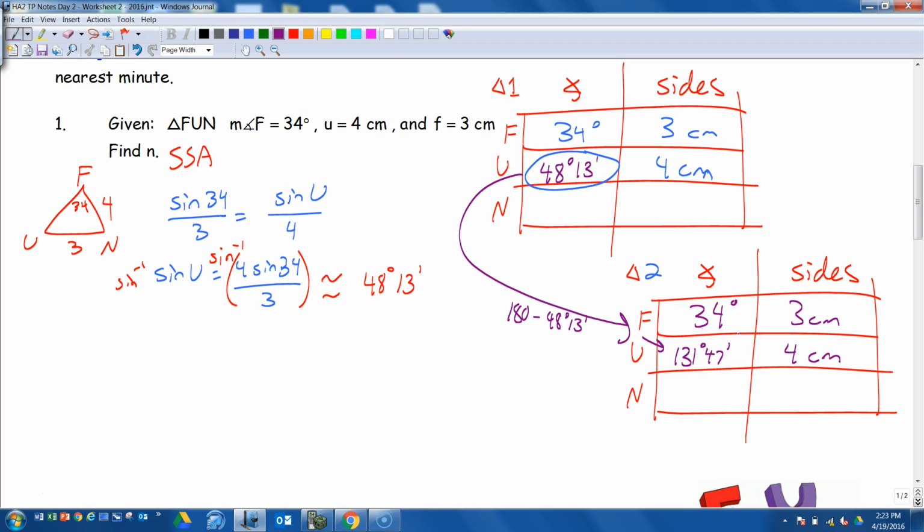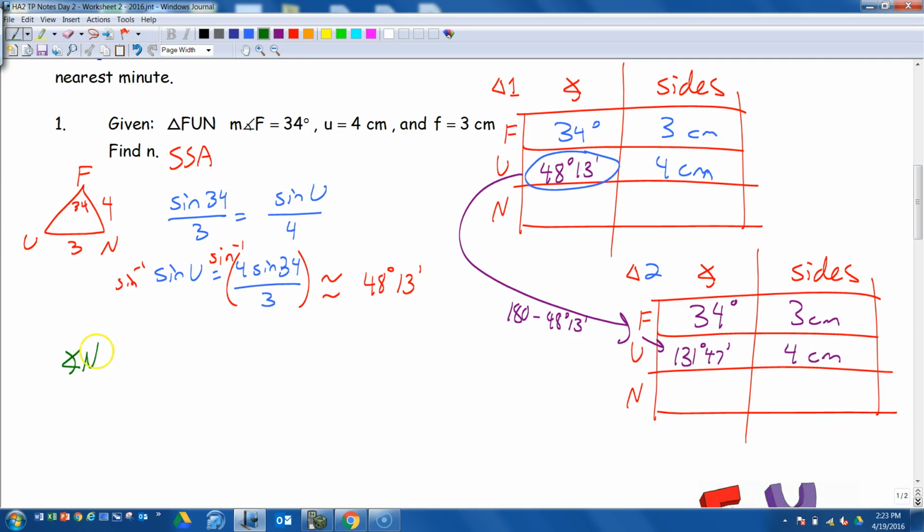Now, if this does not fit, because this and this add up to over 180, you do not have a second triangle. However, this does fit, because if you add 131 degrees and 47 minutes and 34 degrees, you do not go over 180 yet. So now we have 2 triangles to work with, one where U is 48 degrees 13 minutes and one where U is 131 degrees 47 minutes.